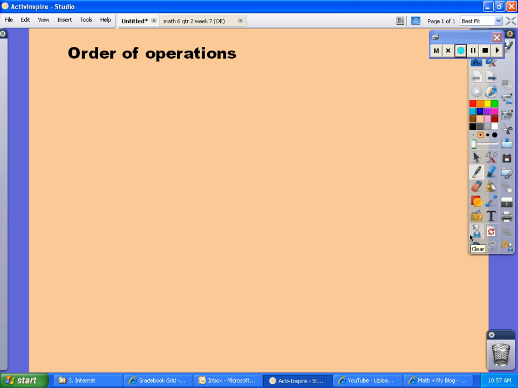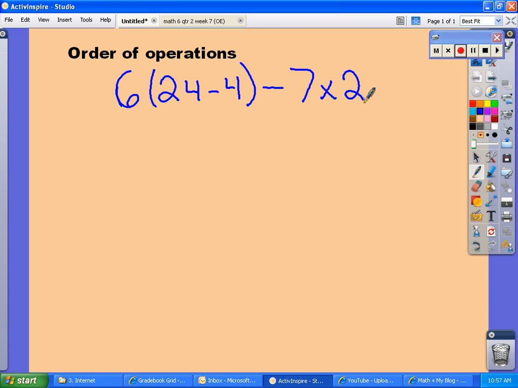Let's do something that's involving exponents and figuring out what do we do first, second, third, fourth, and fifth. So let's start with this problem. 6 times 24 minus 4, take away 7 times 2. Now remember, order of operations, you do parentheses first, then exponents, then anything with multiplication or division which comes first left to right, and then adding and subtraction, whichever comes first.